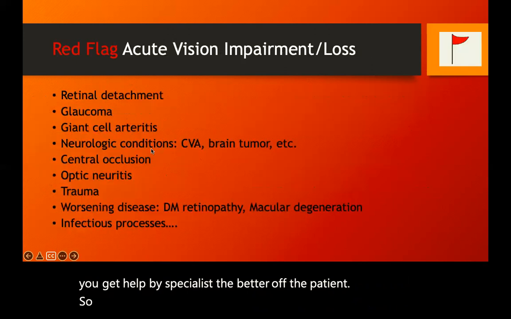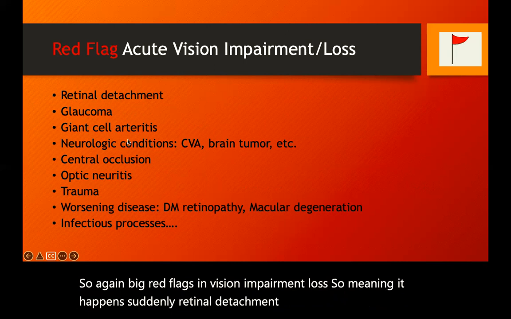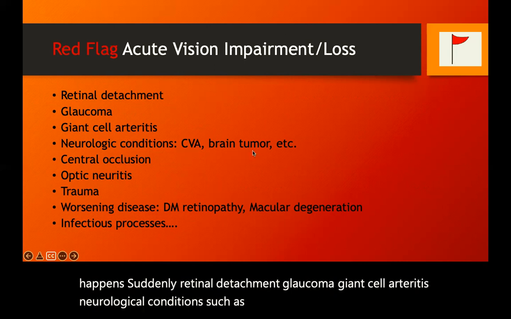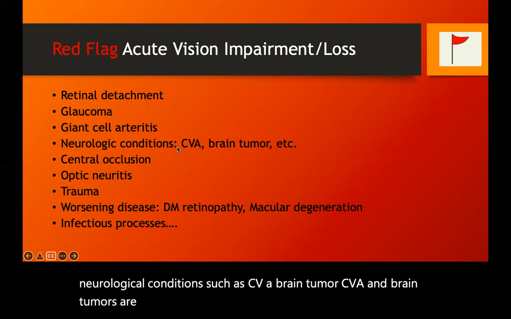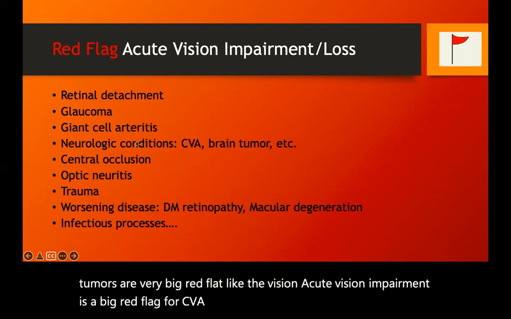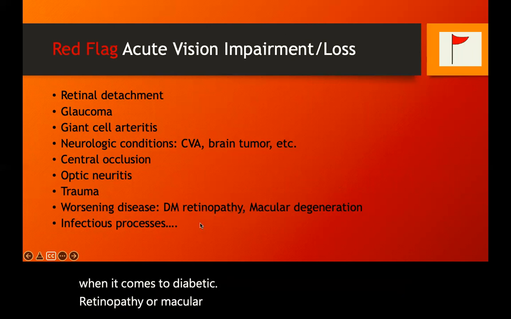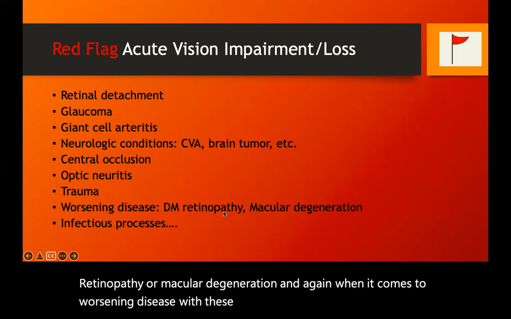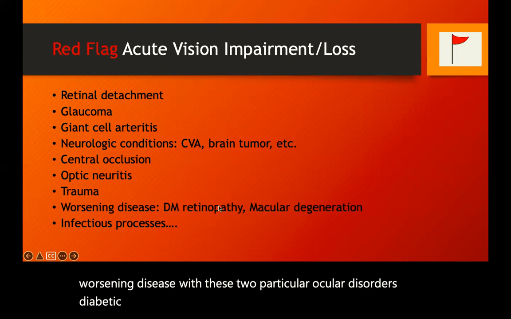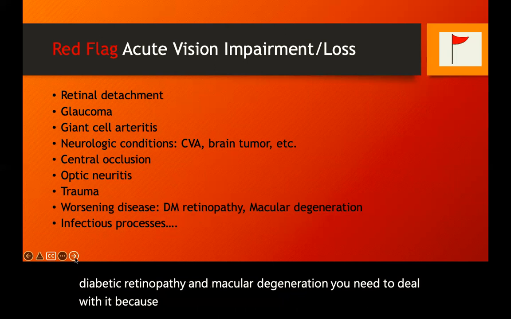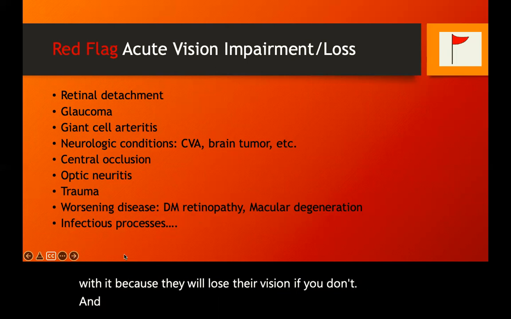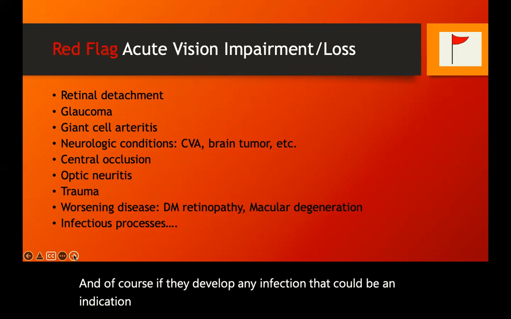Okay, so again, big red flags: acute vision impairment or loss. Acute meaning it happens suddenly. Causes include retinal detachment, glaucoma, giant cell arteritis, and neurological conditions such as a CVA or a brain tumor. CVA and brain tumors are very big red flags. Also central occlusion, optic neuritis, trauma, and worsening disease, especially diabetic retinopathy or macular degeneration. With worsening disease in these two ocular disorders, you need to deal with it because they will lose their vision if you don't. And of course, if they develop any infection, that could be an indication of why they have acute vision impairment.